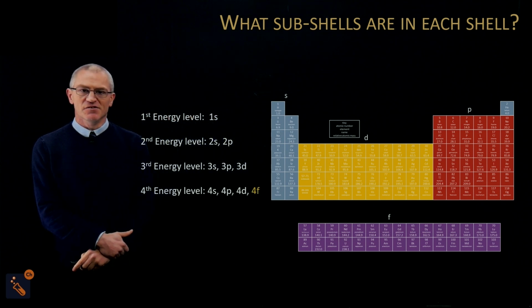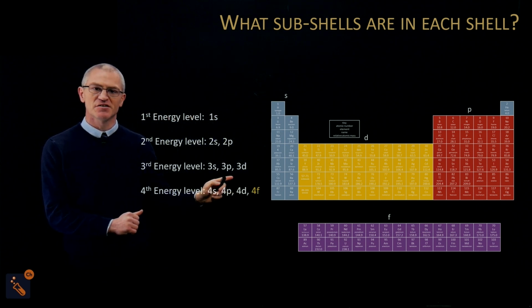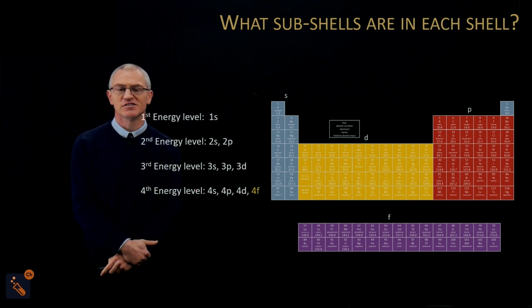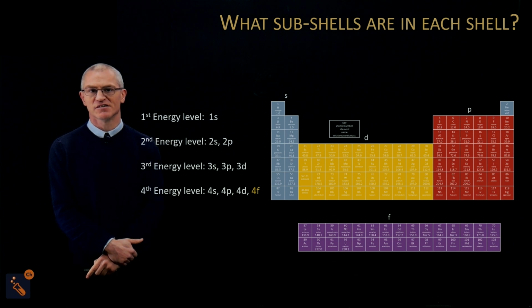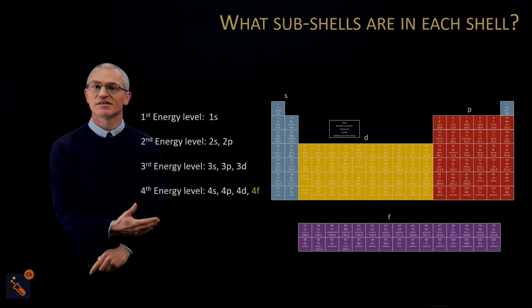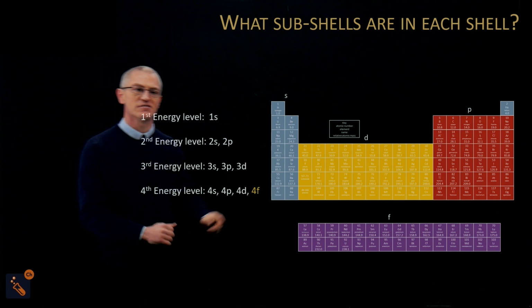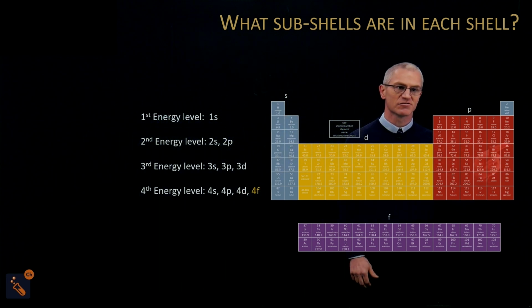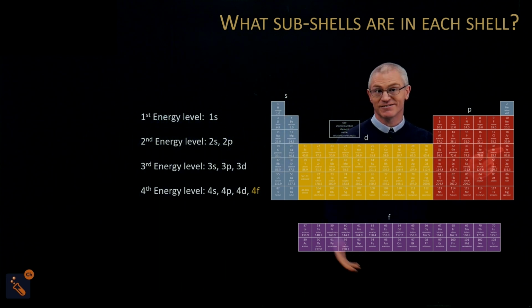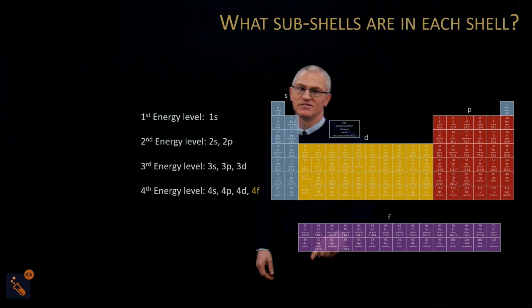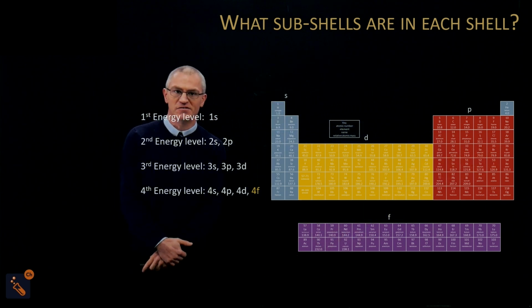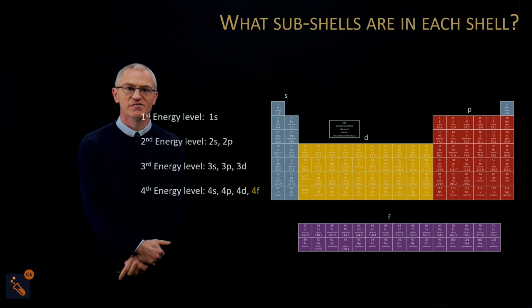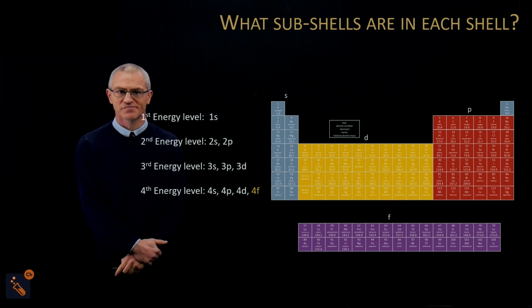The fourth energy level includes 4s, 4p, 4d, and 4f. Now the reason 4f is in orange is because you're never going to be asked to discuss anything about 4f, because we only have to go up to Z equals 36. Z equals 36 is krypton right here, so we don't need to consider 4f. But you might come across 4p, more importantly.